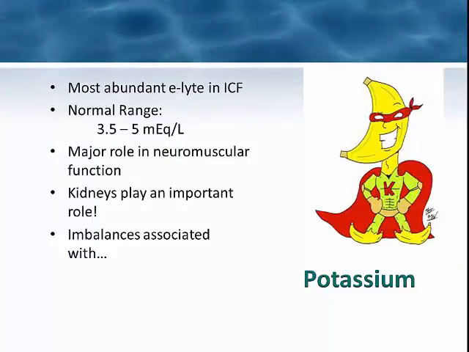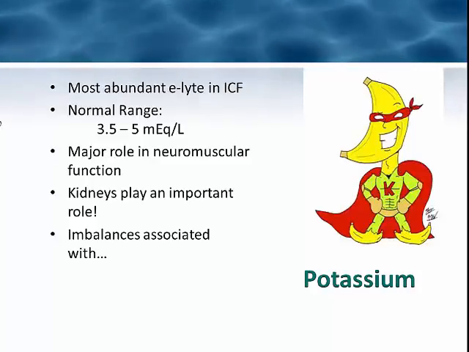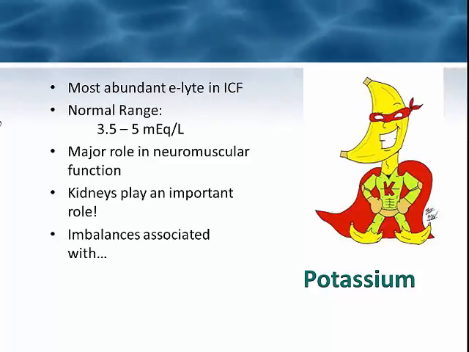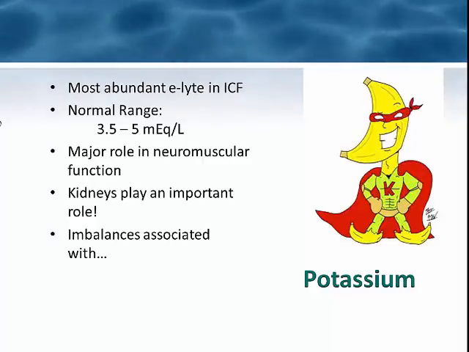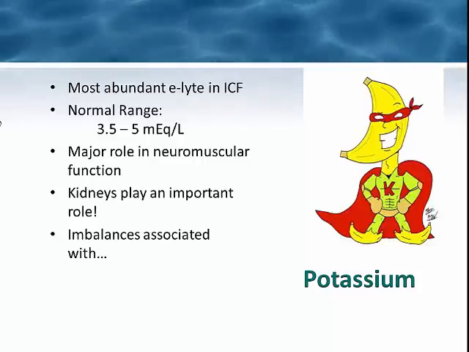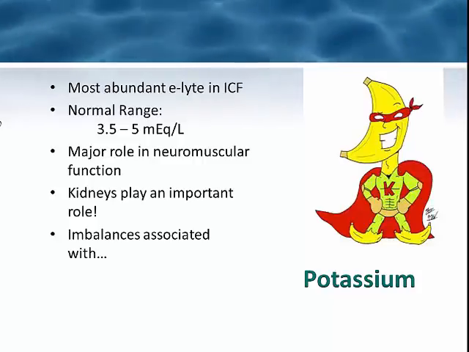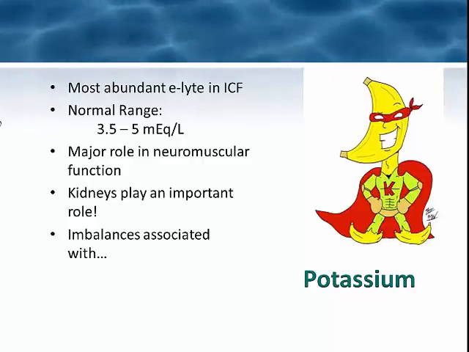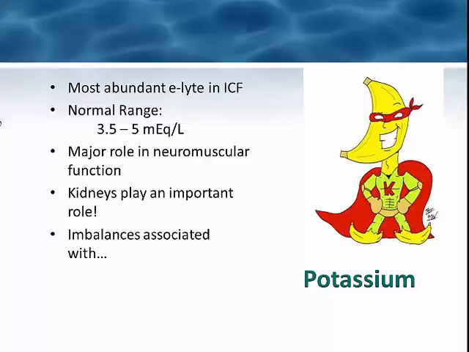Let's go to our next electrolyte imbalance, and that will be potassium. Potassium is the most abundant electrolyte in intracellular fluid. Potassium's normal range is 3.5 to 5 milliequivalents per liter. Its major role is neuromuscular function.